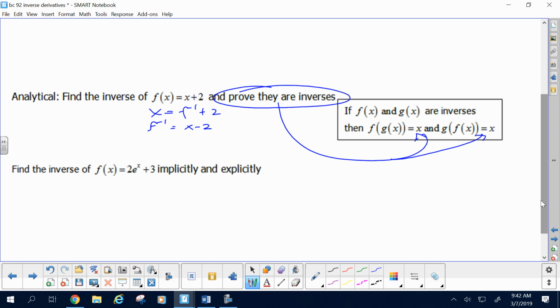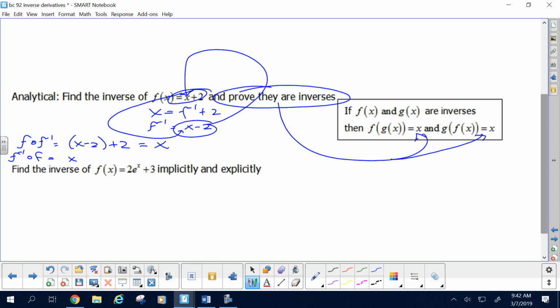Therefore, if these are truly inverses, then if I do f composed on f inverse, or in other words, put the inverse into the function, I get x minus 2 plus 2, or x. Likewise, if I put the function into the inverse, then x plus 2 minus 2 is x. Either way, inverses should undo each other, and you're right back to where we started, x. Now that's important because that's where the derivative rule comes from, a chain rule on that. We'll get to that in a minute.